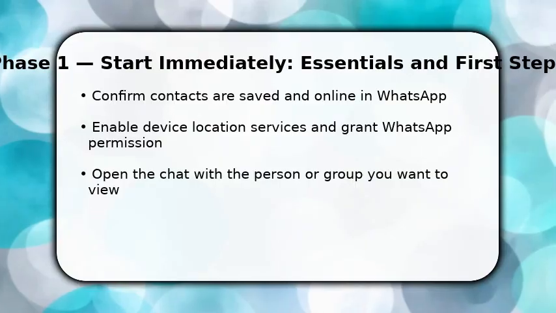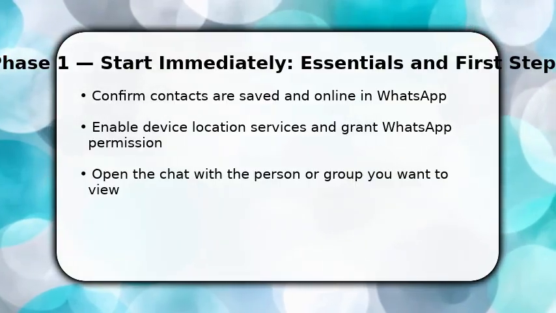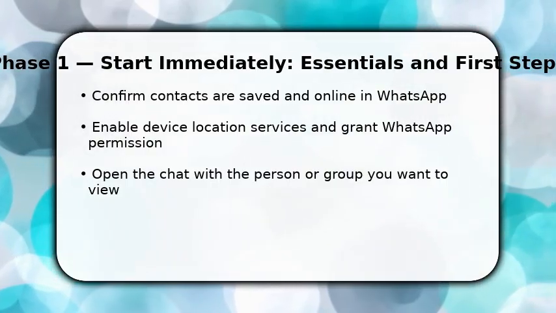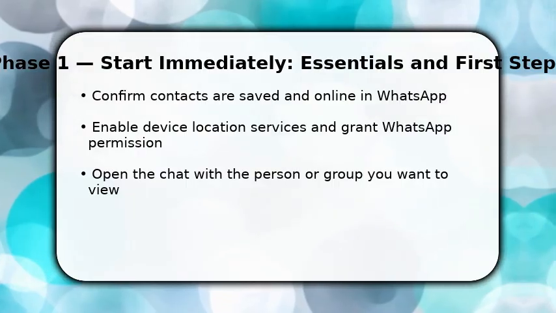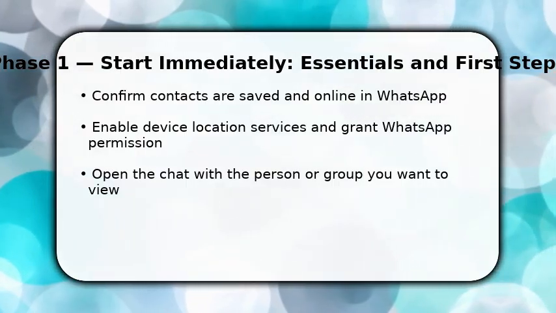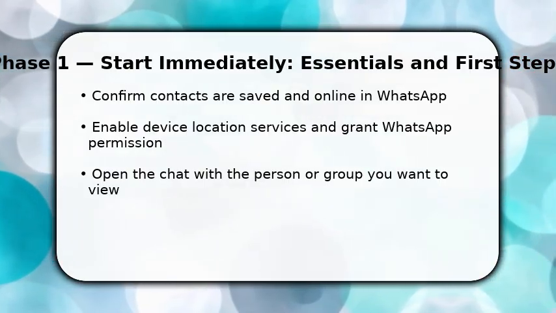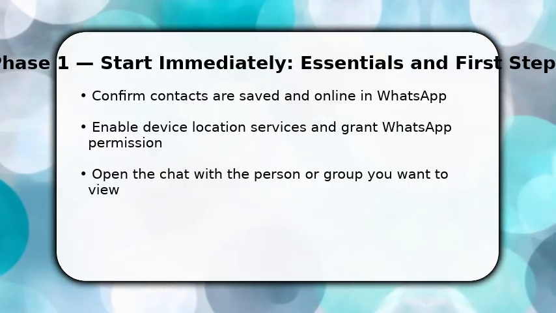Enjoy the video. You start by confirming location services are on and WhatsApp has permission. This is required for live location to work. Next, open the specific one-on-one chat or group where the person shared live location. Once you're in the chat, scan recent messages for the live location message.